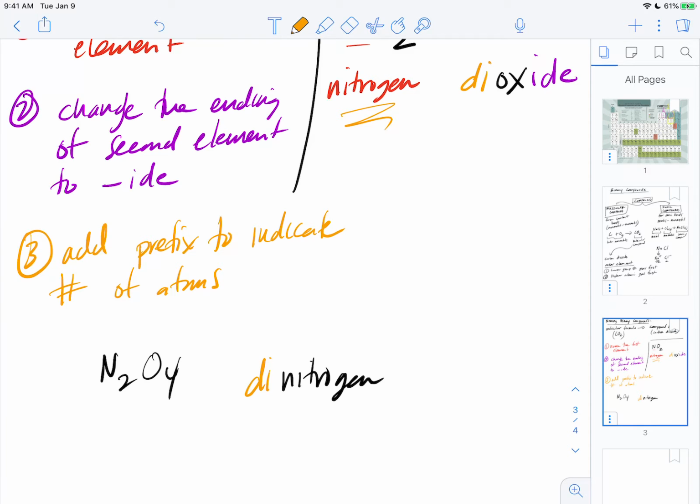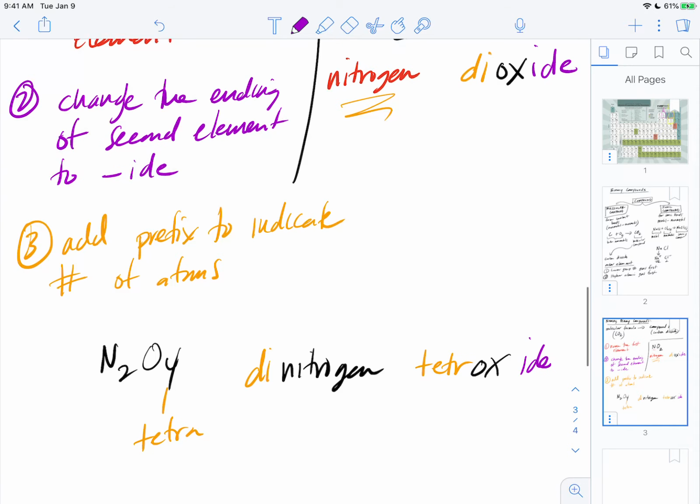So that's going to be, 4 is tetra. But if we do oxide, it would be tetraoxide, and we only need 1 vowel. So we write this as tet, and then replacing the A, we just use the O. And then we still have the purple. So it's dinitrogen tetroxide. Okay. Let's do one more.